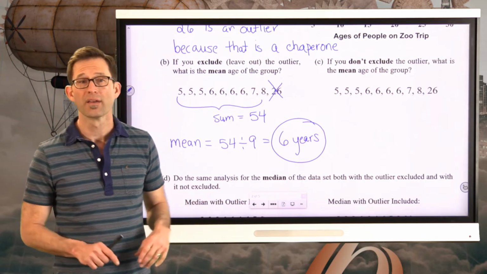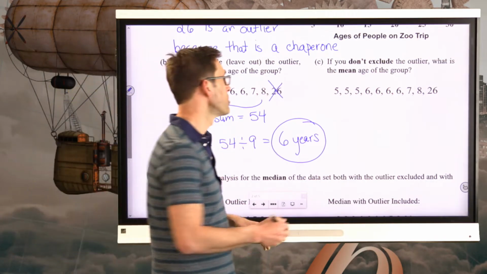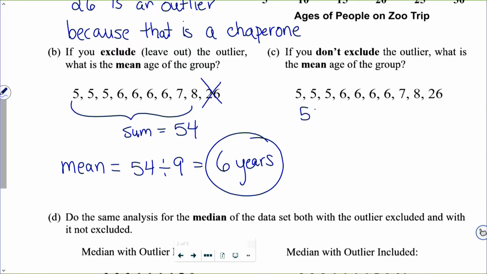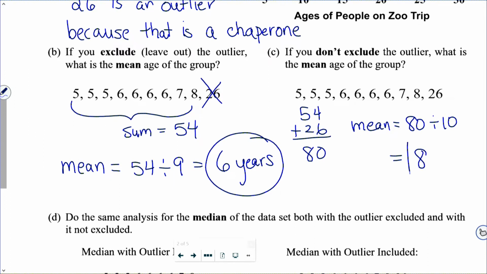All right, well again, I'm gonna take a little shortcut here because I already found the sum of the first 9. So I'm gonna take 54 and add my 26 to it, and that's gonna give me 80. So now my mean is gonna be 80 divided by 10, which is equal to 8.